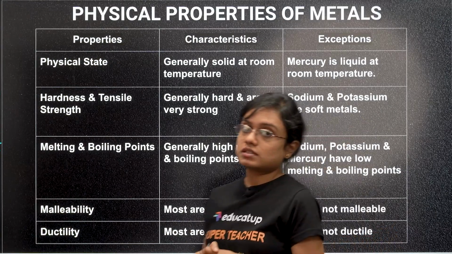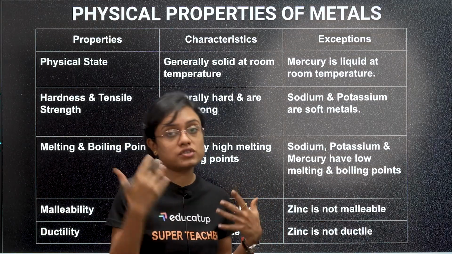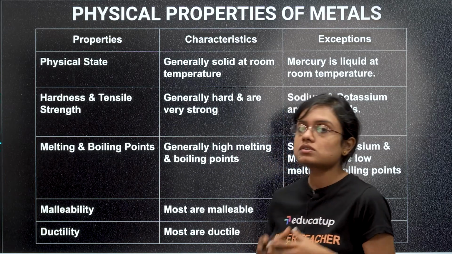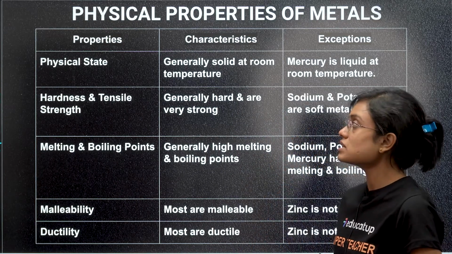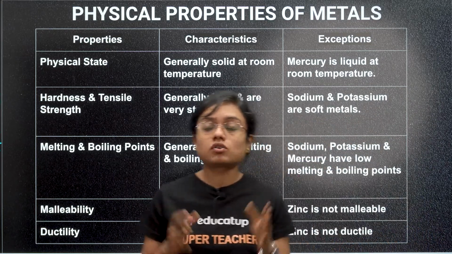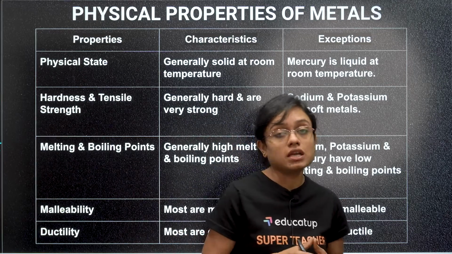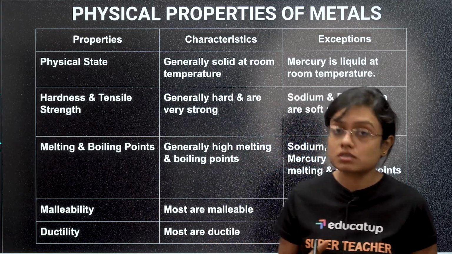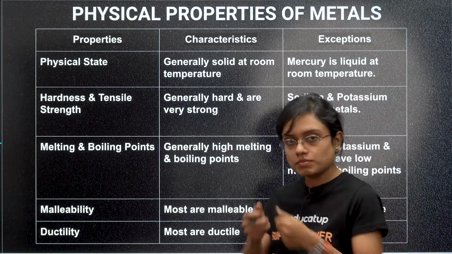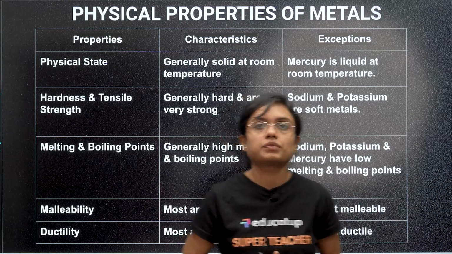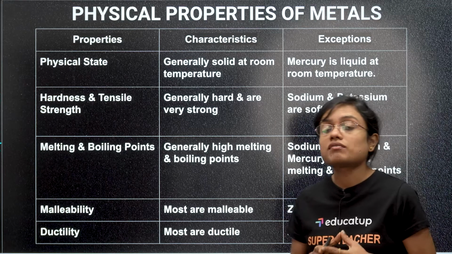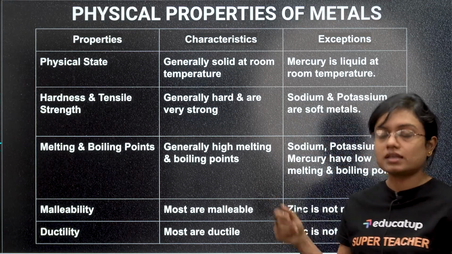Physical properties of metals. Now there are some metals which show different physical properties than others. But what are the physical parameters on which we need to understand metals? The first is physical state. Generally, metals are solid at room temperature, at normal temperature, except for mercury, which is a liquid metal and is used in thermometers. That is the reason why it is used. Then hardness and tensile strength. Tensile strength means the ability to resist wear and tear. So generally metals are very hard and they have high tensile strength. They are very strong. They do not wear and tear easily.